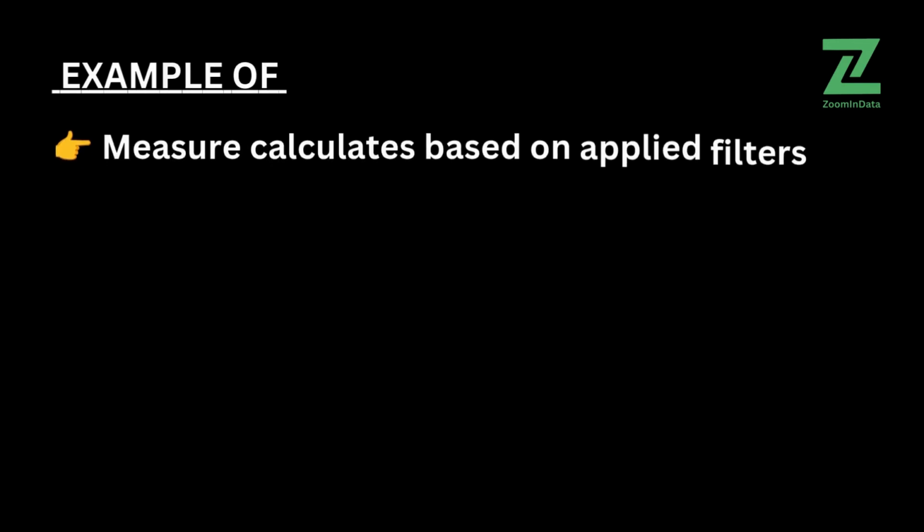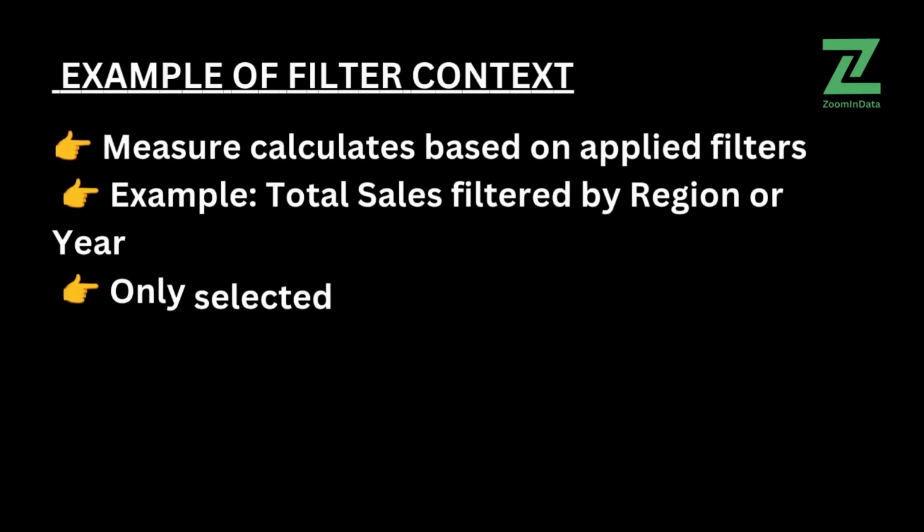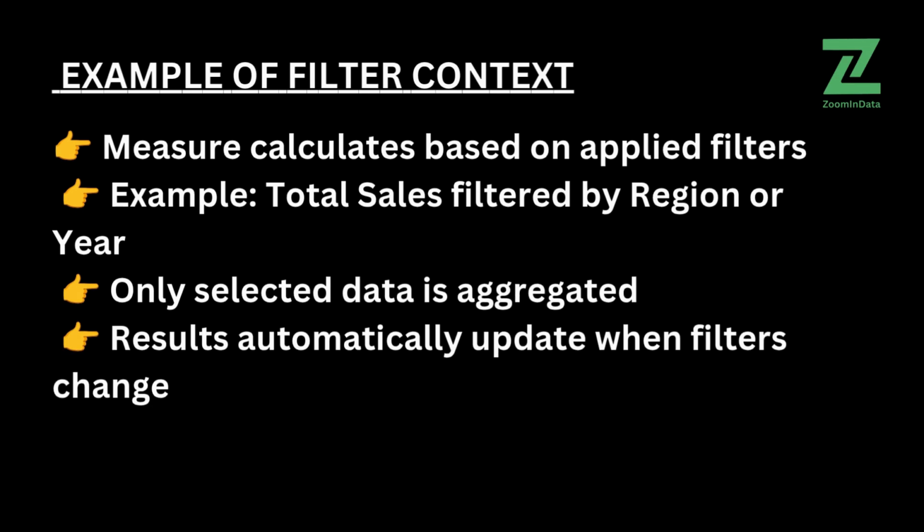An example of filter context is calculating total sales for a specific region or year. The measure only considers rows that match the selected filters. If the user changes the filter, the calculation updates automatically. This dynamic behavior allows reports to be interactive and user-driven.